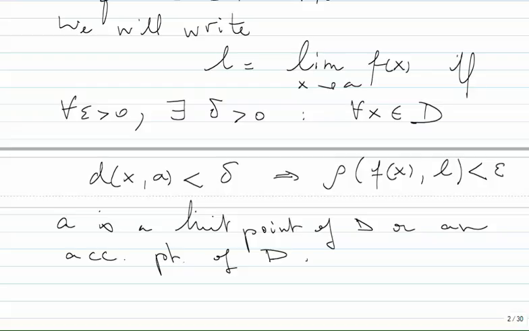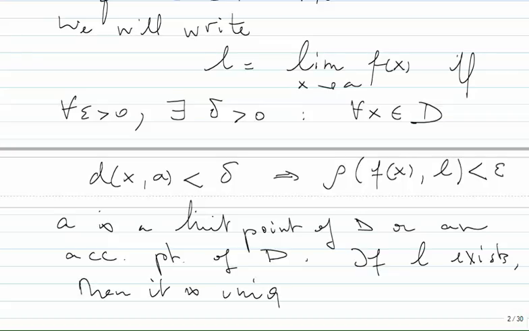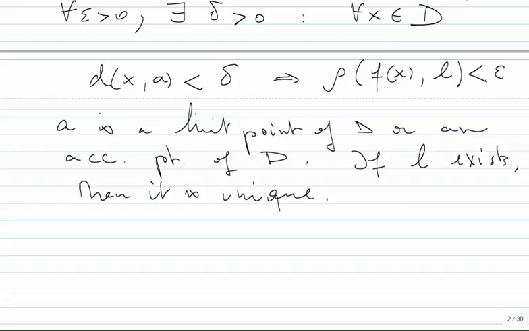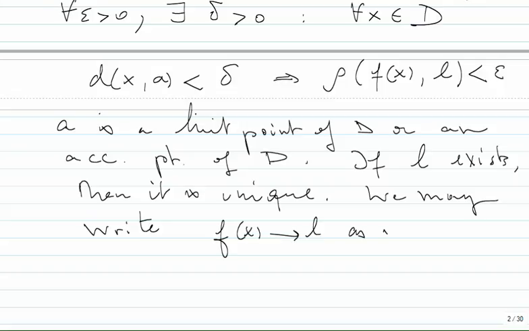Using the properties of the distance, we can easily show that if the limit L exists, then it is unique. So we can talk about the limit of the function f when x goes to a. Sometimes we may write that f of x goes to L as x goes to a.